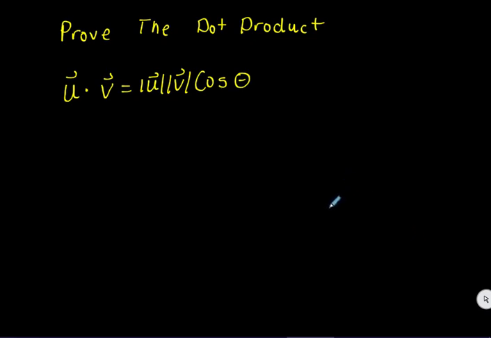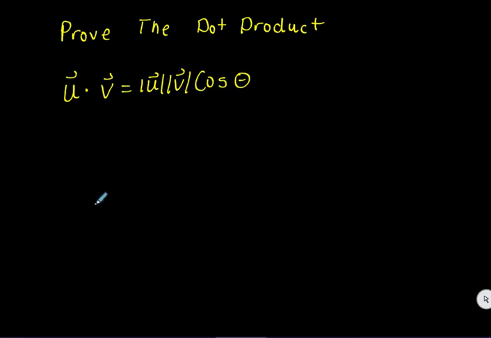Hello, in the last few videos we were talking about the dot product and the scalar product, but I never provided a proof. So that's what we're going to do. We're going to prove that u dot v of any vectors is equal to the magnitude of u times the magnitude of v times the cosine of theta.